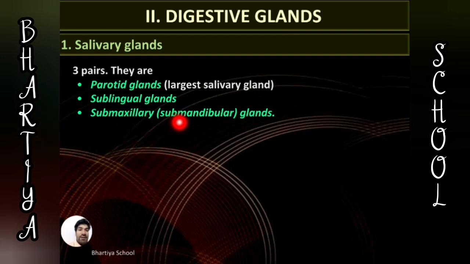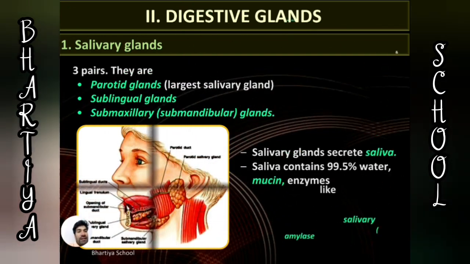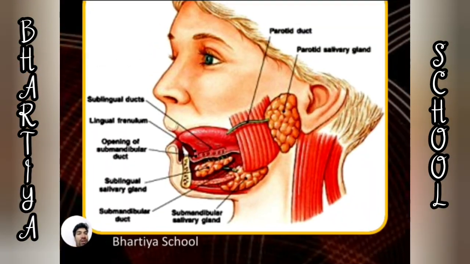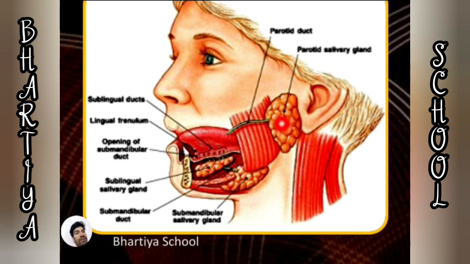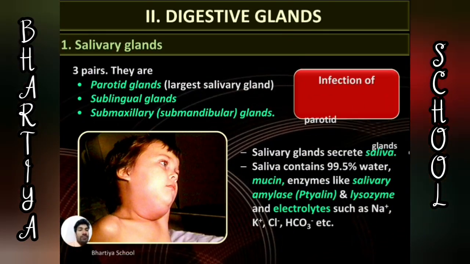Third gland, submaxillary or submandibular gland. When it is present near the mandible bone, it is called the submandibular gland. When it is present near the maxilla bone, it is called the submaxillary gland. Here, we can clearly see its location in this picture. Near the ear, we can see the parotid salivary gland, below the tongue, we can see our sublingual salivary gland, and below near the mandible bone, we can see our submandibular gland. These are the three pairs of salivary glands which secrete saliva and help in digestion of food.